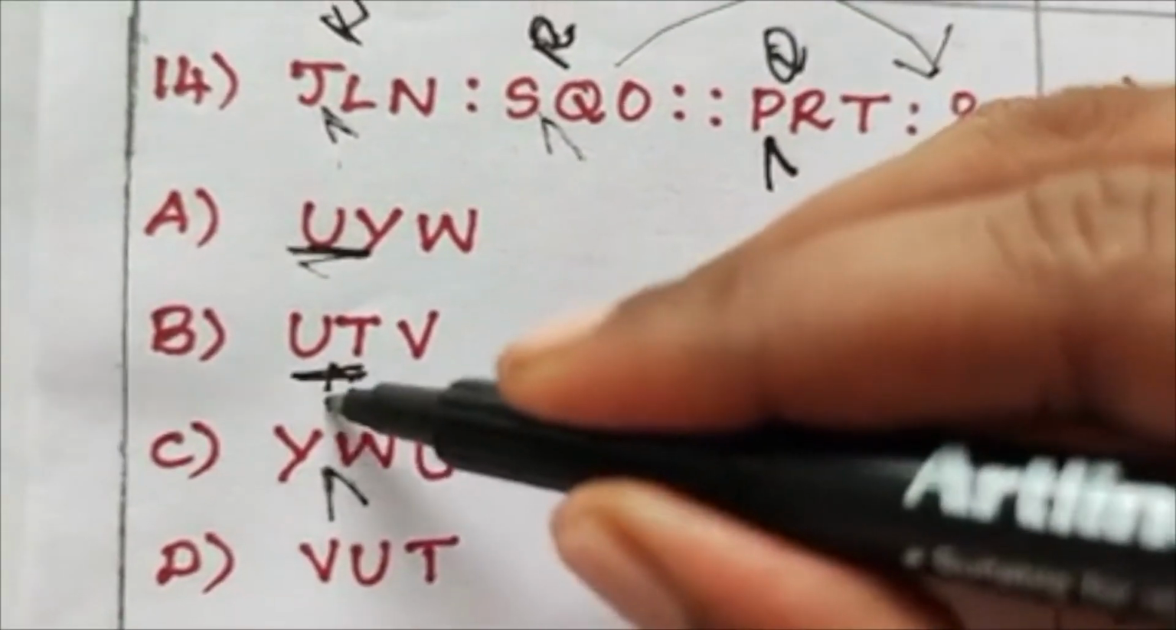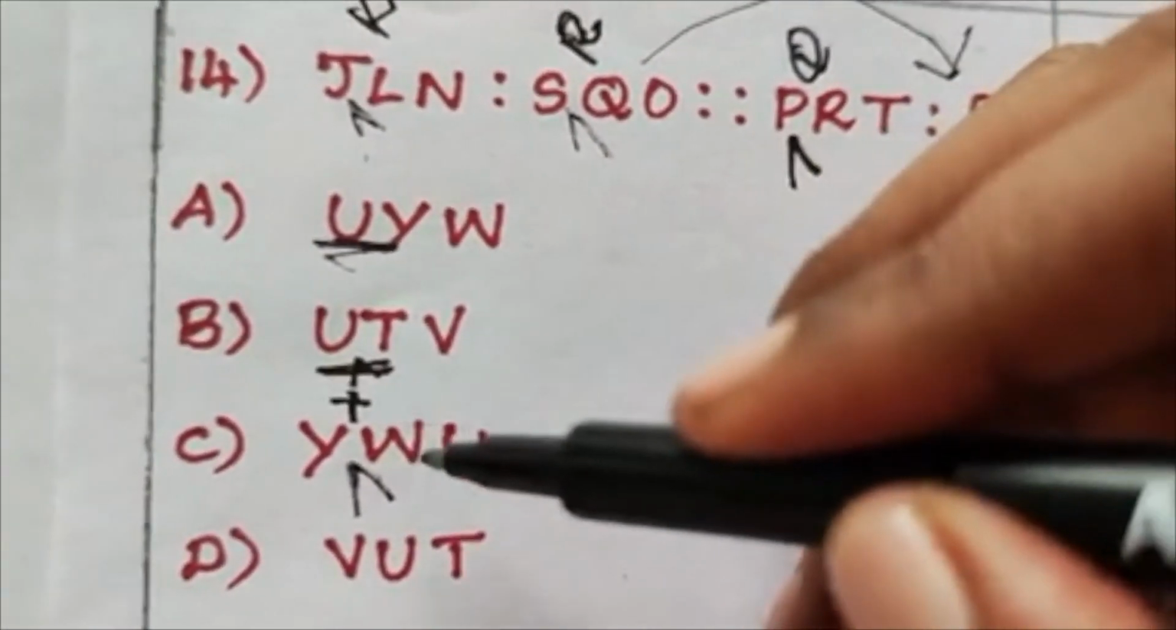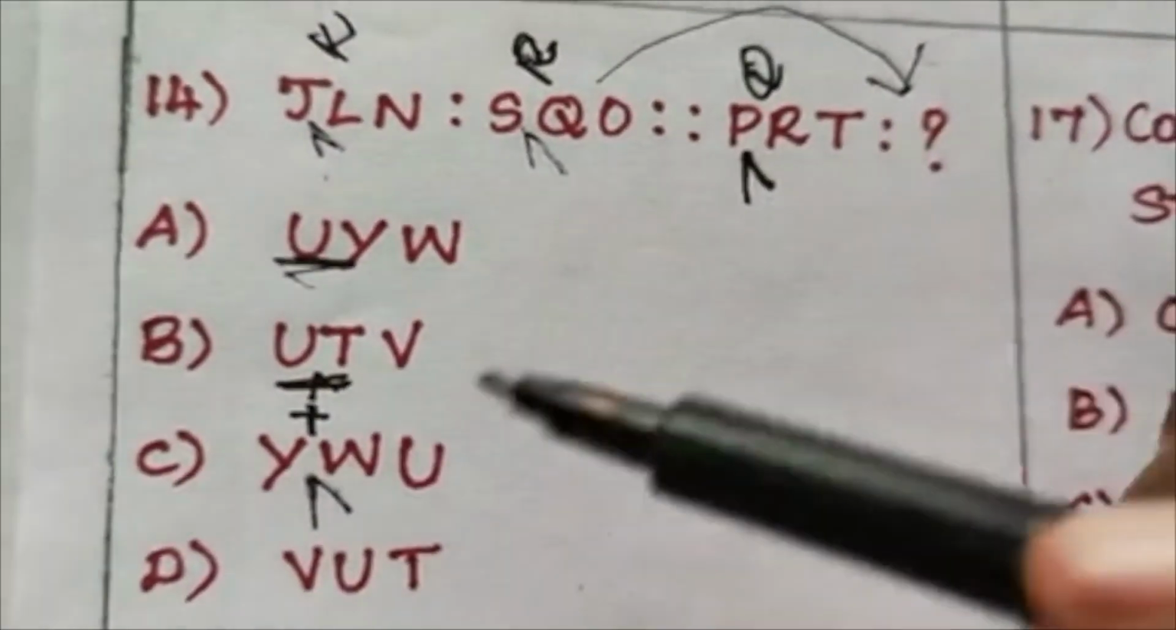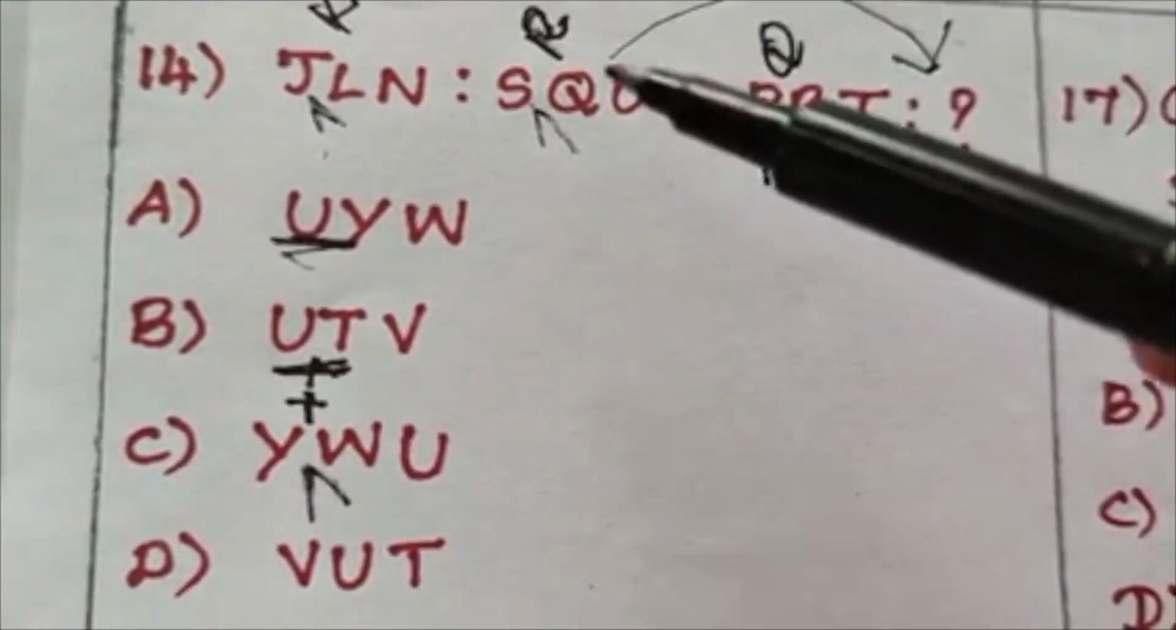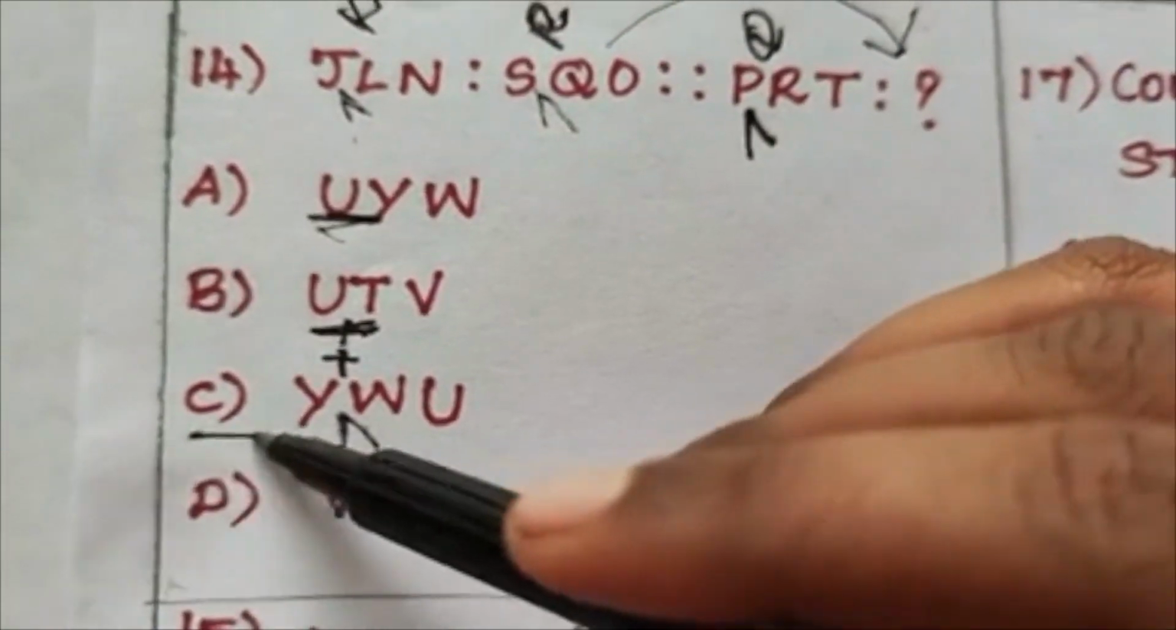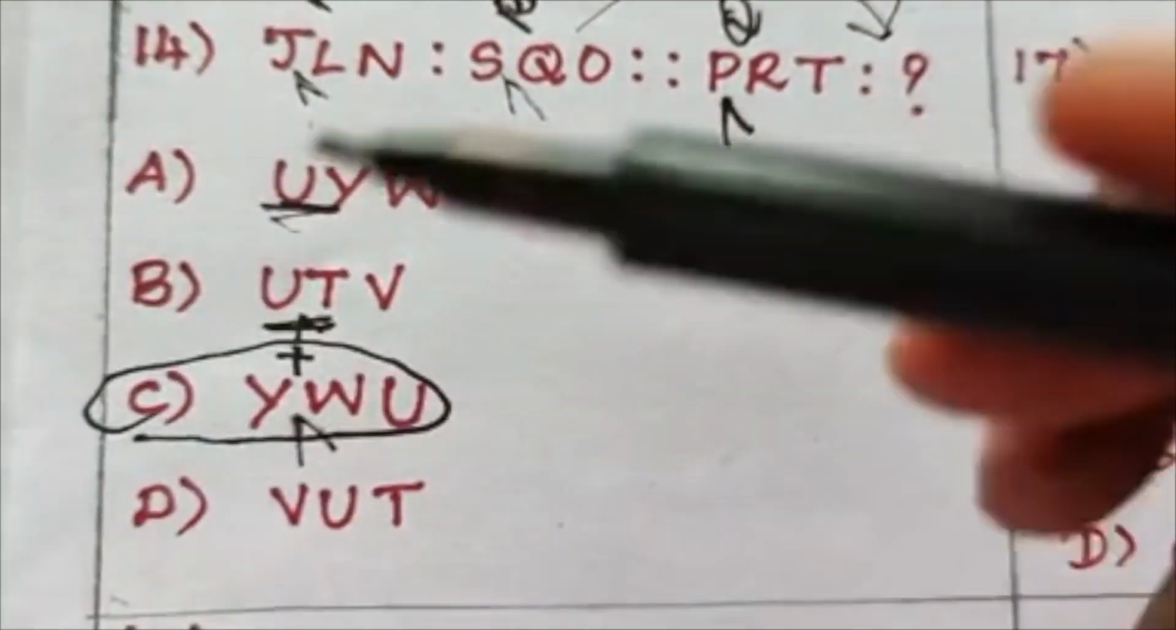X. Only one letter, W, X, Y. So which is similar to our second term. So the right answer is option C. Option C is the right answer.